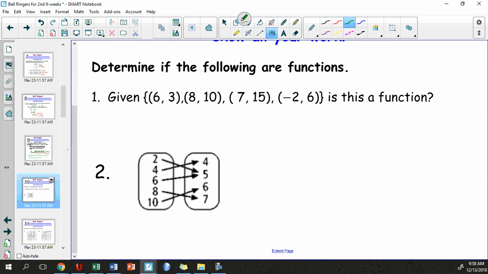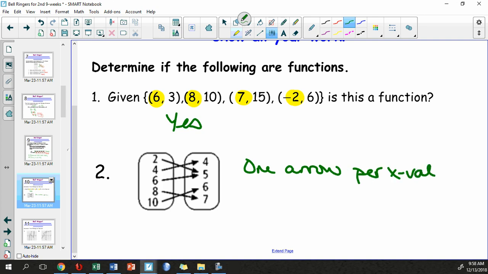Next, determine if the following are functions. And to determine if something is a function, you are simply going to ask if the x value is repeated. So 6, 8, 7, -2. My x values did not repeat, so yes, this is a function. Again, 2 goes to 5, 4 goes to 4, 6 goes to 5, 8 goes to 7, and 10 goes to 6. Since there's only one arrow per x value, this is a function. So yes, that is a function.